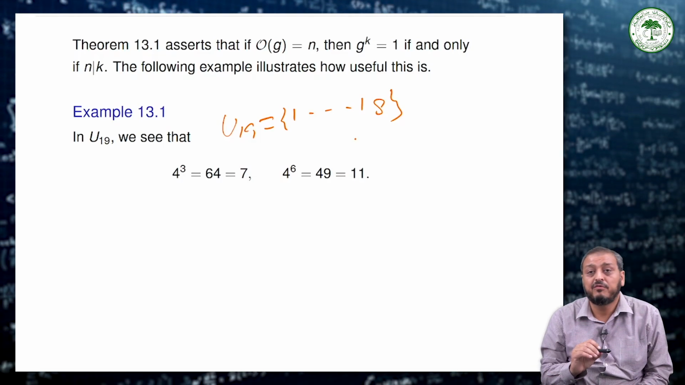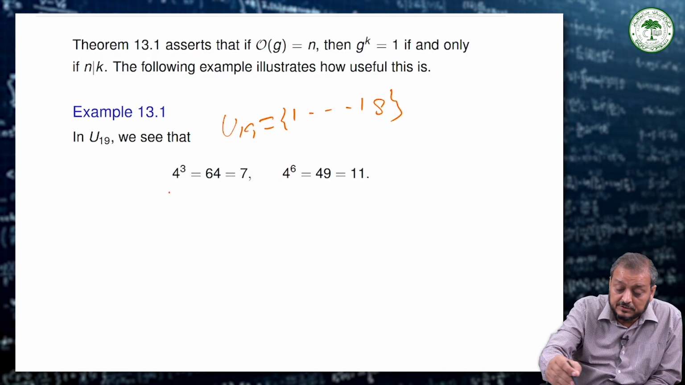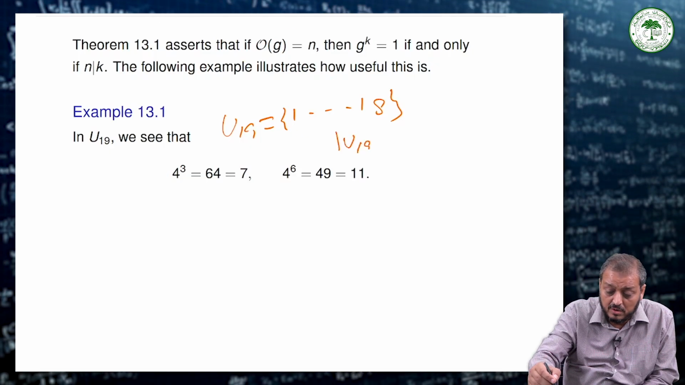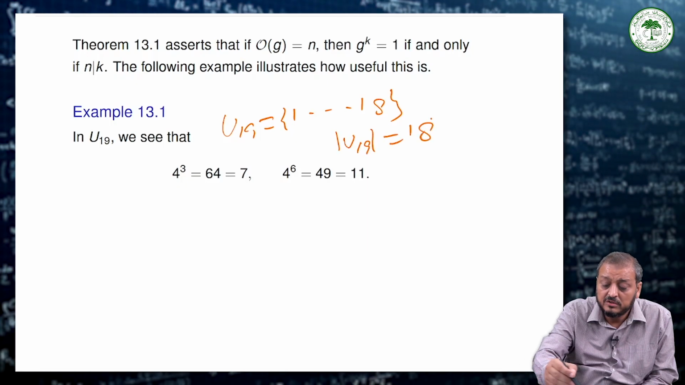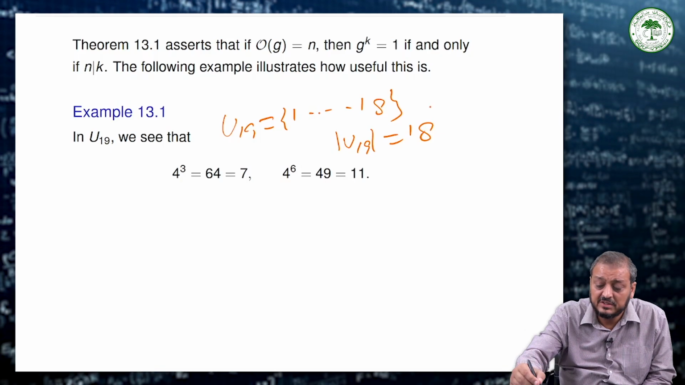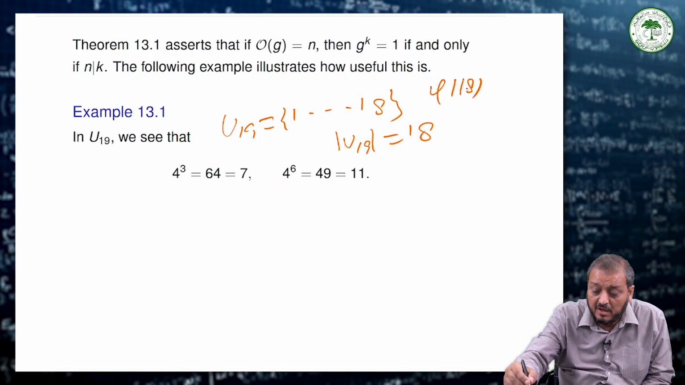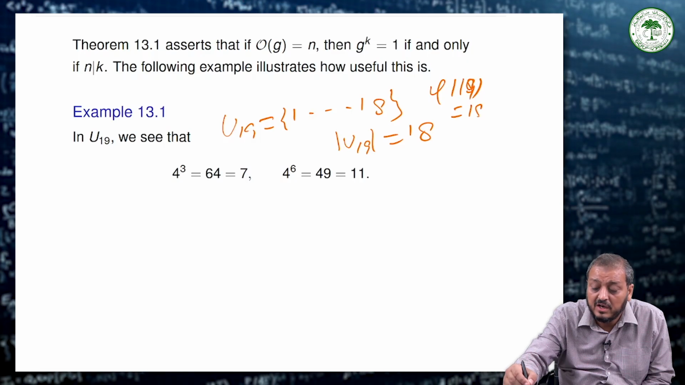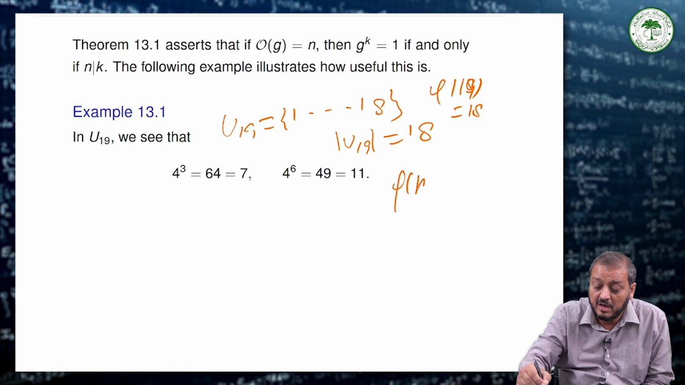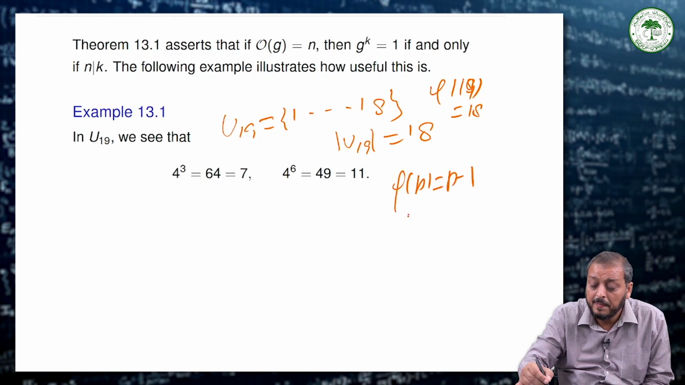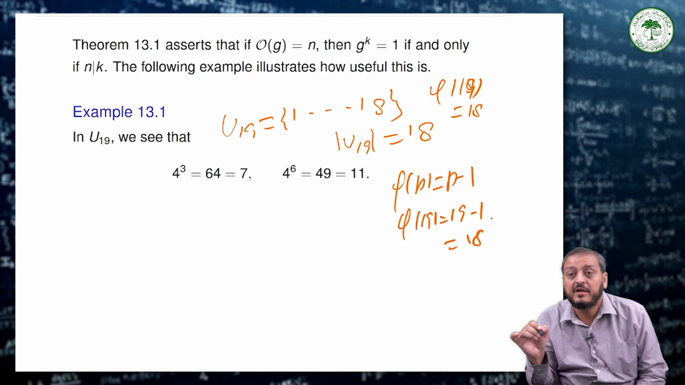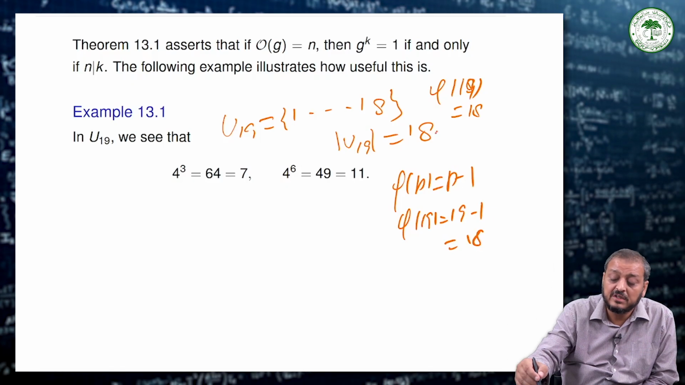I choose an element, for example 4, and 4 to the power 3. Clearly the order of U19 is equal to 18, that is, there are 18 elements in total. Or you can say phi of 19, where 19 is clearly prime. You know that the Euler function phi of p is equal to p minus 1. So, phi of 19 is equal to 19 minus 1, which is equal to 18. So, the order of this is equal to 18.